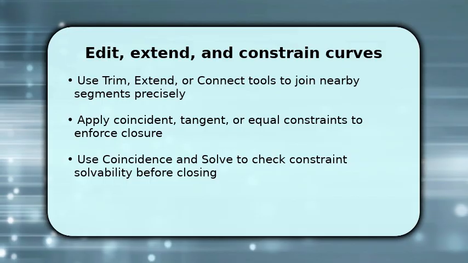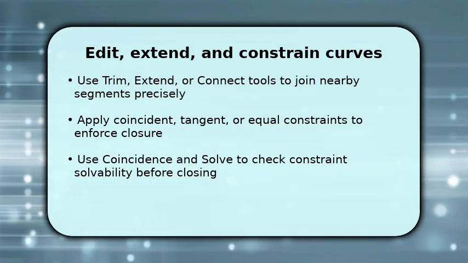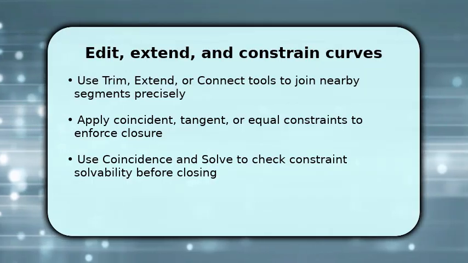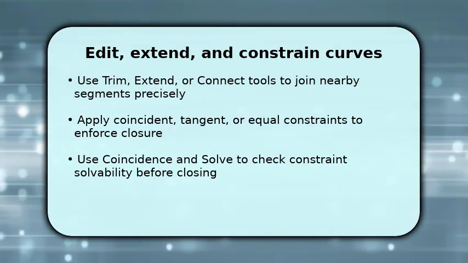Once you add constraints, use the solve or update function to force the sketch to recompute, because Catia will only consider a profile closed when both geometry and constraints agree.